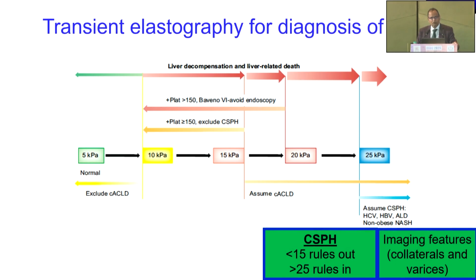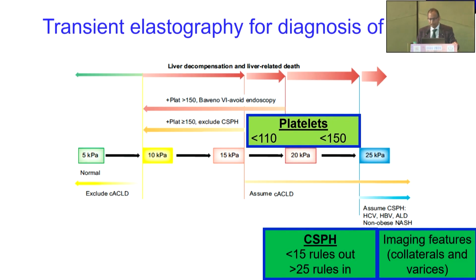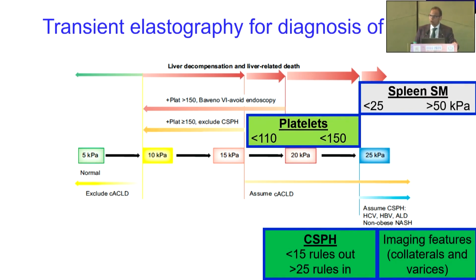At a liver stiffness below 15, you can rule out the diagnosis. At a liver stiffness above 25, you can rule in the diagnosis of CSPH. And between 15 and 25, platelets or splenic stiffness can help you in making that determination.